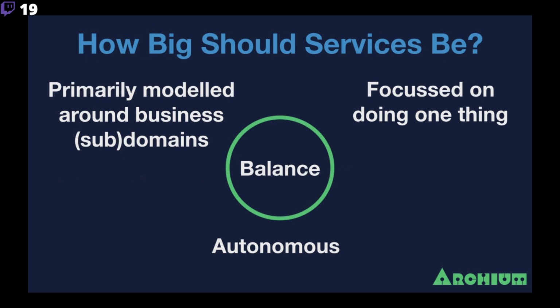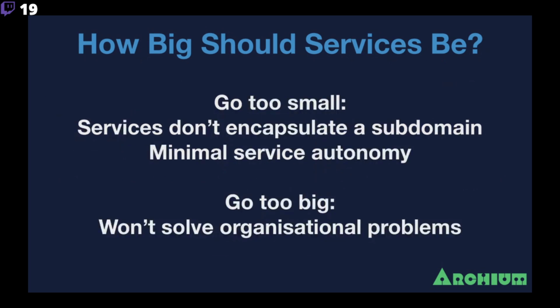So the problem is, if you go too small, if you start cutting up things really small into really small services, then those services won't actually encapsulate a subdomain. Instead, to find a subdomain, you'll need to look at a conglomerate of services and how they interact together. And you'll also end up with minimal service autonomy. The more you slice services up, the more they need to talk to other services in order to get their job done. And at that point, we're ending up with services that can't really run on their own. They need to be part of a bigger thing in order to get stuff done.